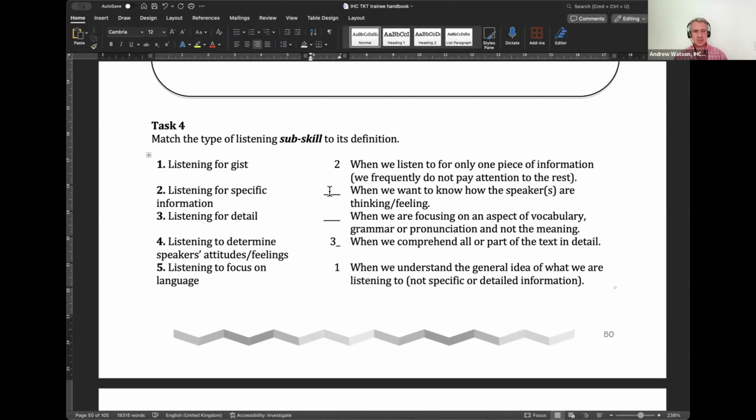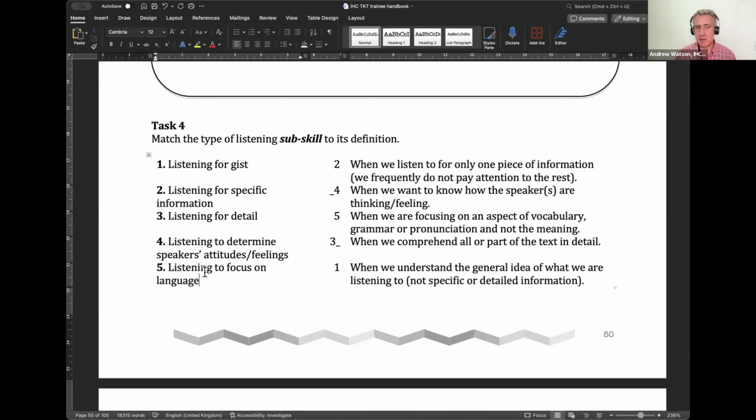And listening to determine speakers' attitudes or feelings, Rebecca, which one would that be? When we want to know how the speakers are thinking or feeling. Yeah, that involves inferring, right? And so the final one is listening to focus on language, right? Now, we don't often do this when we're listening to our own language, because we already know it. We usually do this when we're studying a second language, and we're using the text to focus on maybe some vocabulary or grammar.